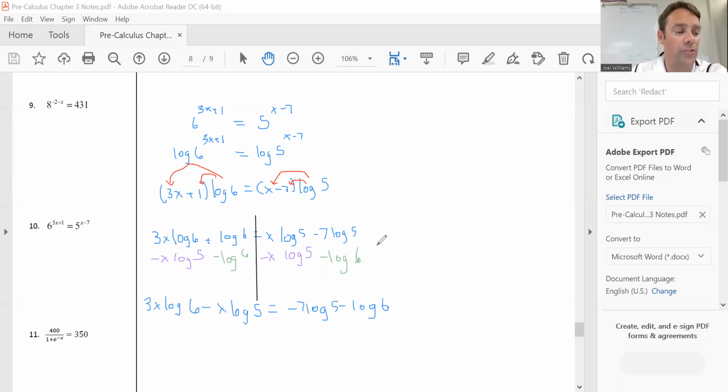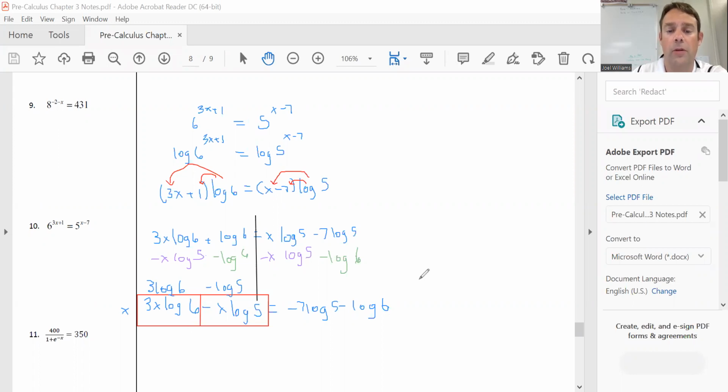So I still have 2 x's and I really only want to have 1 x. So because of that, I'm going to go back in and divide out that x. If I were to divide out that x, I would end up with 1x. So if I factor it out, I got 7 log 6. And I got a negative log 5.